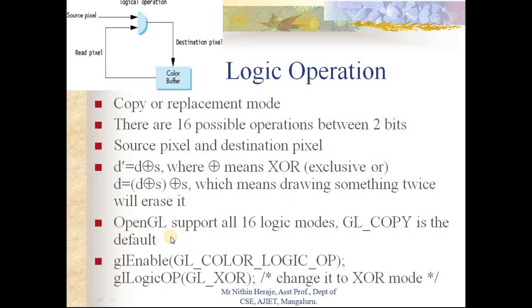OpenGL supports all 16 logic modes. GL_COPY is the default basically, and glEnable color logic operation. So glLogicOp, here it is XOR mode. You are changing the mode to the XOR mode. So you have 16 different logic modes, XOR, OR, and so on. Out of those 16 logic operations, you can set whichever operation you want to perform for the colors. So here it is set as the XOR operation.